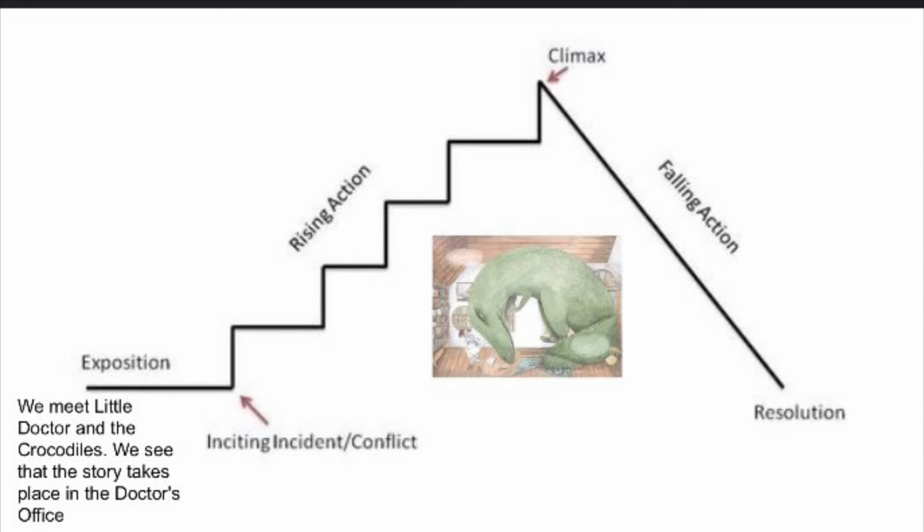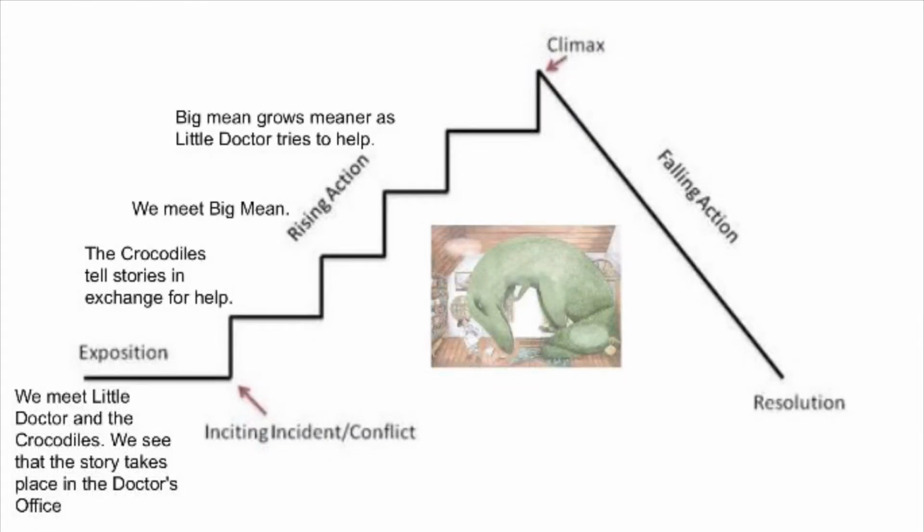Now we lead into the rising action, which are the events that lead up to the climax. Picture all of the events that happened before the most intense part of the story while we were reading. The crocodiles tell stories in exchange for help from Little Doctor. We meet Big Mean, who is a ferocious beast. Big Mean grows meaner as Little Doctor tries to help, and she becomes frustrated, returning to help the other crocodiles and leaving Big Mean to rest. Finally, she has an idea that she wants to help Big Mean, so she hangs over her head by a rope.